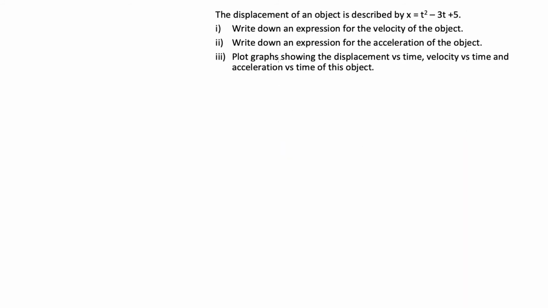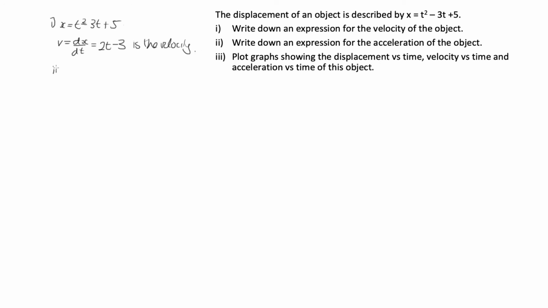So now we're on to the problems at the end of the lecture. The displacement of an object is described by x is equal to 2t squared minus 3t plus 5, and we're asked to write down an expression for the velocity of the object. We know that the velocity is equal to dx/dt, so we just need to differentiate this. When we differentiate it, we get 2t minus 3 as the velocity.